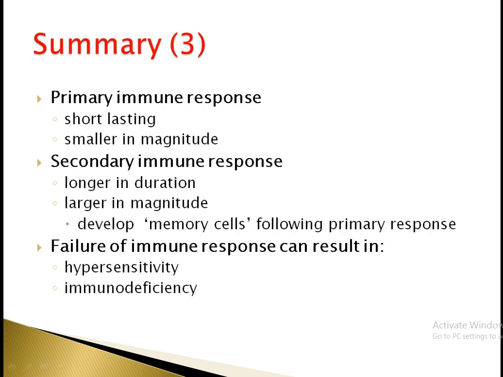In summary 3, we have the primary and secondary immune responses and also the failure of immune response. The primary immune response may be short lasting and smaller in magnitude, while the secondary is longer in duration and larger in magnitude and also develops memory cells. Failure of immune response can result in hypersensitivity or immunodeficiency conditions. With that, we complete our topic of body defense.